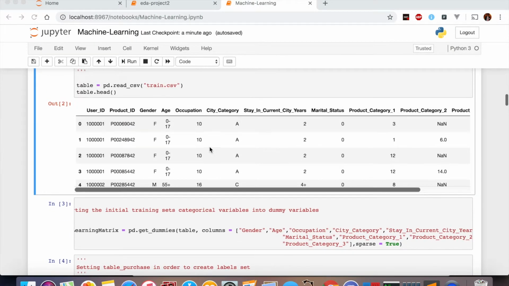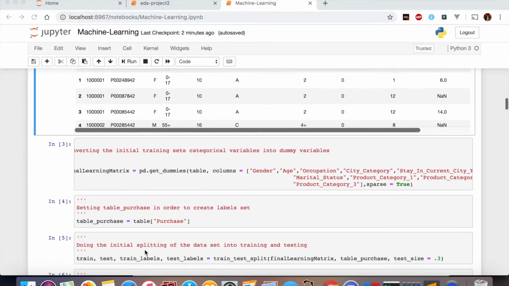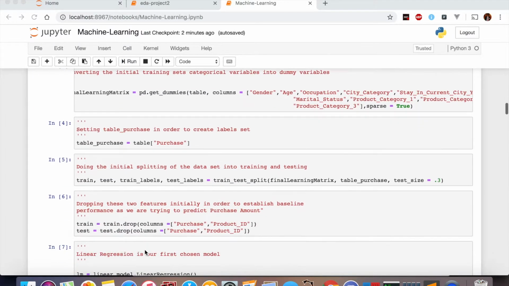The first model that we tried to run here was OLS, and the first thing that we did was use a useful pandas function called getDummies to convert all of our categorical variables into dummy variables, which made it easier to encode for the purposes of running the regression. Then we went about splitting it, as a standard procedure, into training and test sets, and that was done right here. Then we dropped the purchase and product ID.